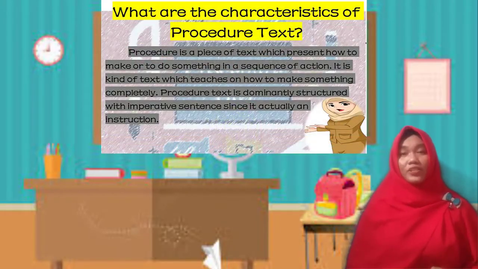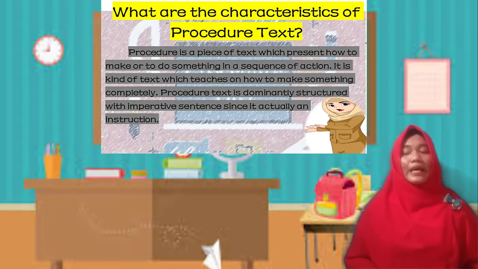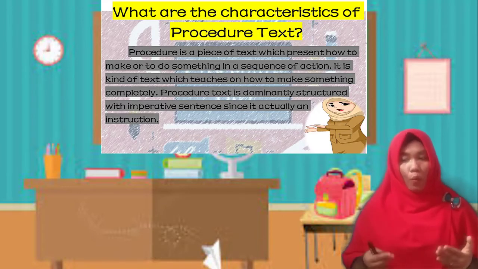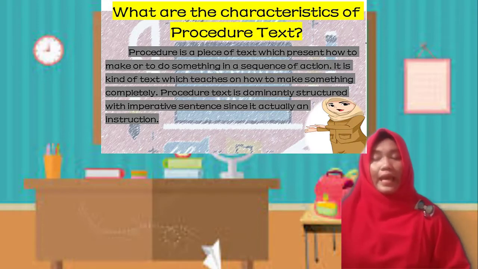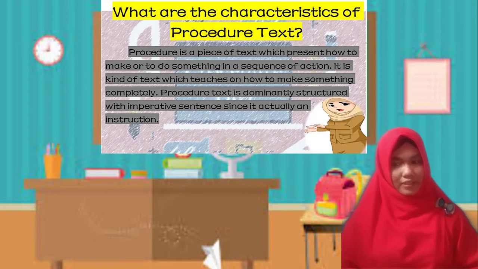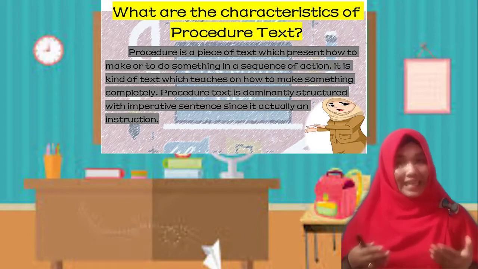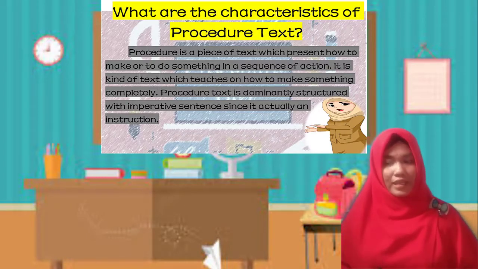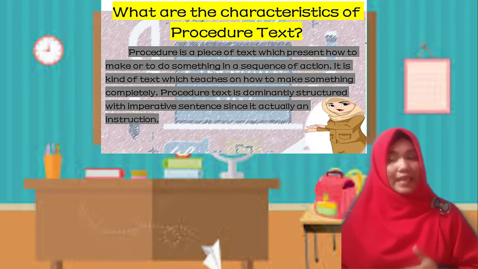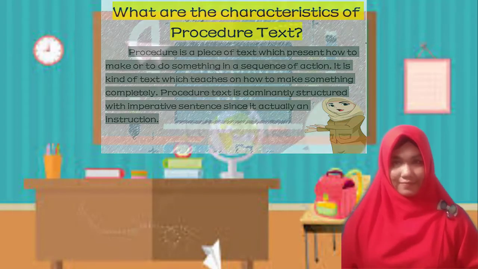What are the characteristics of procedure text? Procedure text is a piece of text which presents how to make or how to do something in a sequence of actions. It is a kind of text which teaches how to make something completely. Procedure text is dominantly structured with imperative or command sentences since it is actually an instruction.